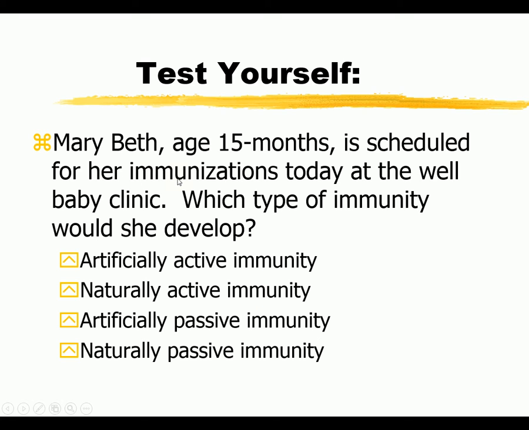Mary Beth, she's a 15-month-old who's scheduled for her immunizations today at the Well Baby Clinic. What type of immunity will she develop? Okay, well, she's going to be getting her immunizations, so she's actively developing antibodies, and this time, instead of naturally coming into contact with it, it's given through an antigen, through a vaccine, so it's artificially active immunity, which you should have gotten.